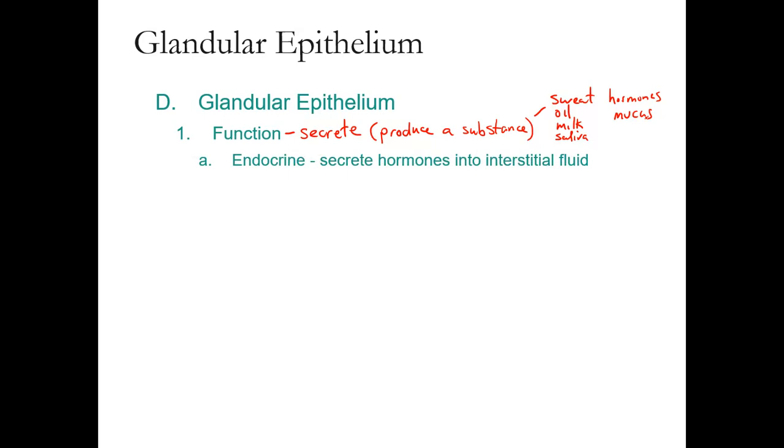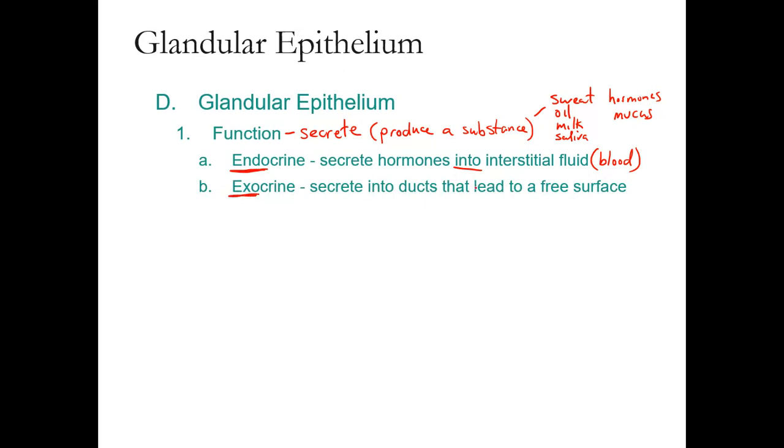Okay, so there's two different types. There's what are called endocrine glands, and the key thing to see here is the prefix endo, meaning inside. So endo secretes into the interstitial fluid, which you can basically think of as your blood. Sometimes it doesn't go directly into the blood. That's why I wrote interstitial fluid, and we'll talk more about this later. That's the clear fluid that floats around your body. It's basically plasma. So endocrine goes into your blood. Exocrine, prefix exo meaning out, secretes into ducts that lead to a free surface. So basically these go outside your body.